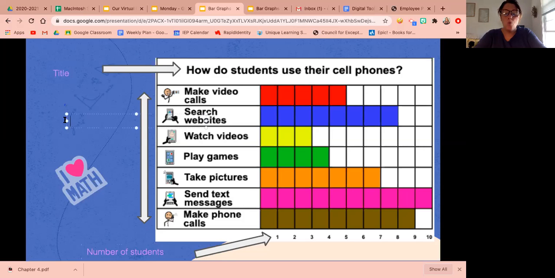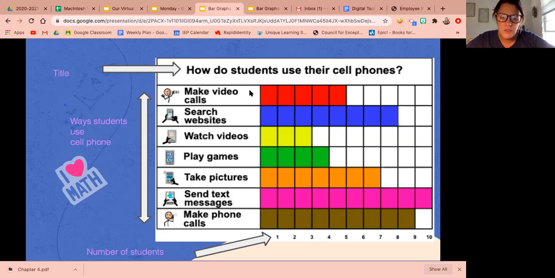Well, these are all the ways students use cell phones. These are all the different ways. These are all the different categories that they collected data in for this chart. Okay, so we know we have a title of the chart, or the bar graph, I'm sorry. We have all the different ways that students use cell phones, and I love that.